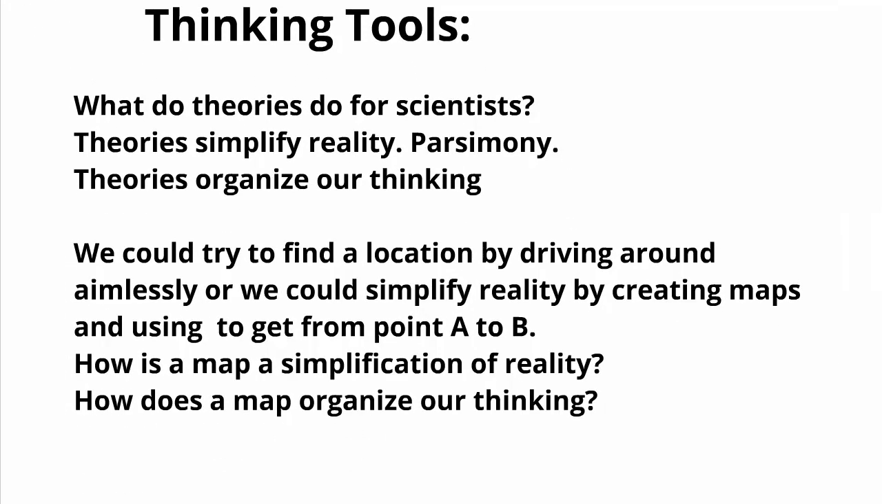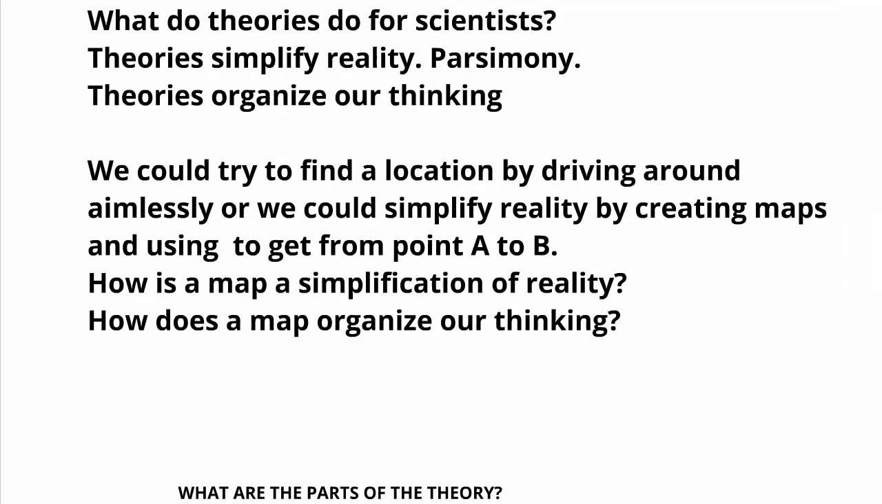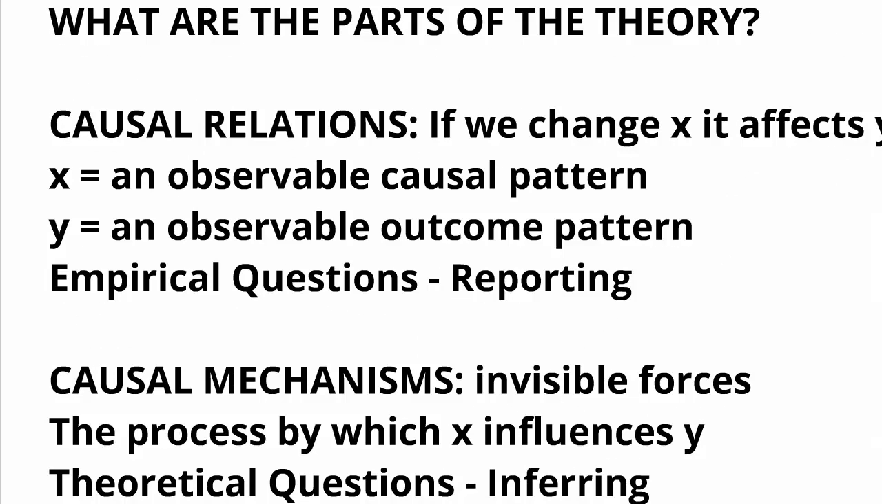So, what are the parts of a theory? Okay, here we go. What are the parts of a theory? If we change X, it affects Y. This is called the causal relations, and this is all observable. These are always things we can observe. We can empirically ask questions. Who is doing something? When are they doing it? Where are they doing it? How often? If you remember our previous lecture, those are all empirical questions where we report the facts.